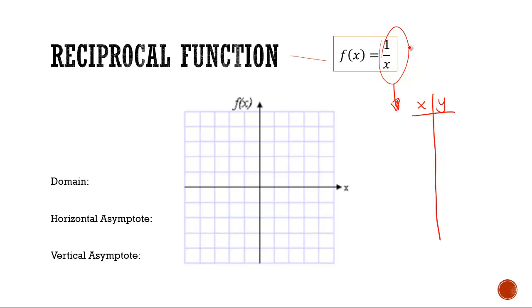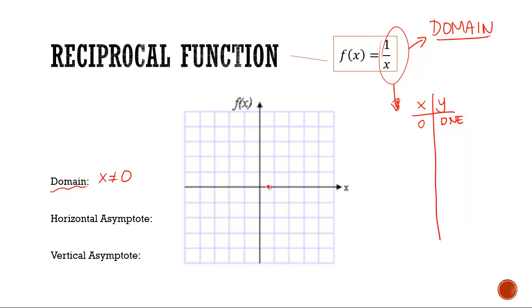But before we do that, let's talk about the domain. The domain is asking us what possible x values do we have to put in. Well, in this case, our denominator cannot be 0, so x cannot be 0. So that restricts our domain so that nothing at 0 exists. So if I put in x equals 0, I don't actually have a point. It does not exist.